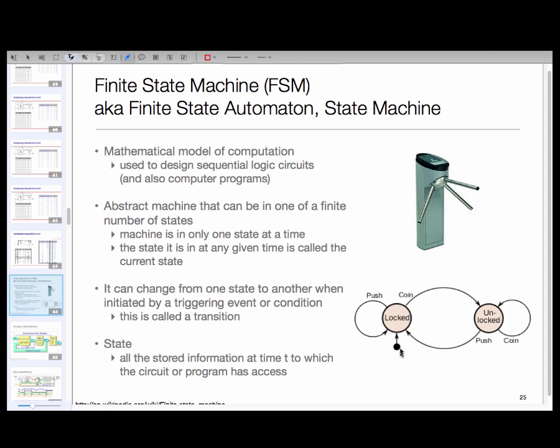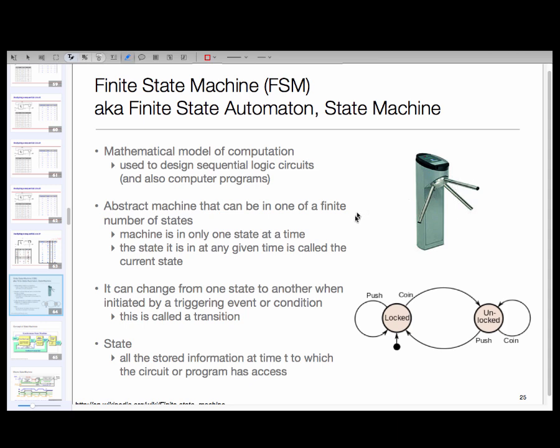This particular symbol with a dark dot and an arrow basically says that upon power up, you go to the locked state. So when the system starts out, it starts out in the locked state. Somewhere in the computer running this turnstile, there is one bit of memory which knows whether this thing is locked or unlocked.